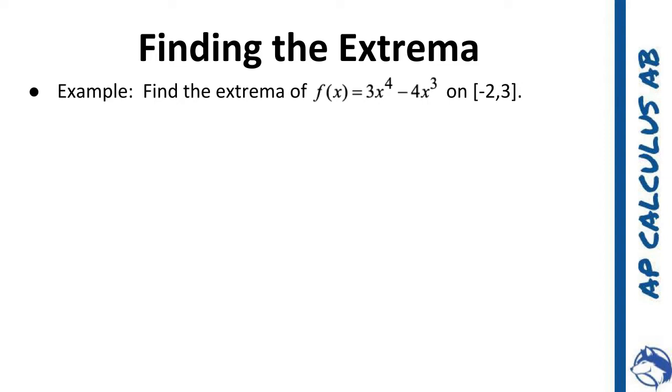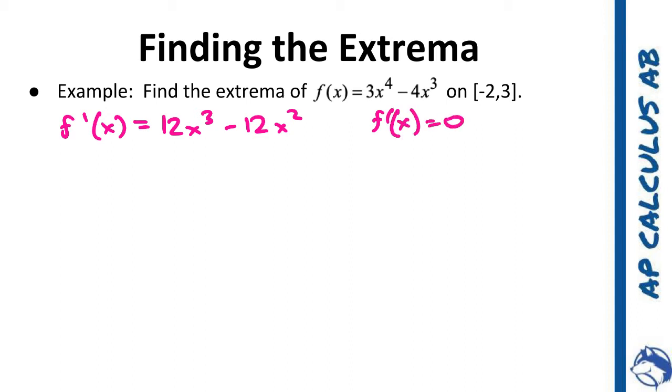So I'm given this function, and the first thing I need to do is find the critical numbers. I do that by taking the derivative, f prime of x, so I get 12x to the third minus 12x squared. Now I need to look where f prime of x is equal to 0 or f prime of x is undefined. There's not any scenario where this is going to be undefined, so I'm not even going to look at it. This is a regular polynomial where all reals exist.